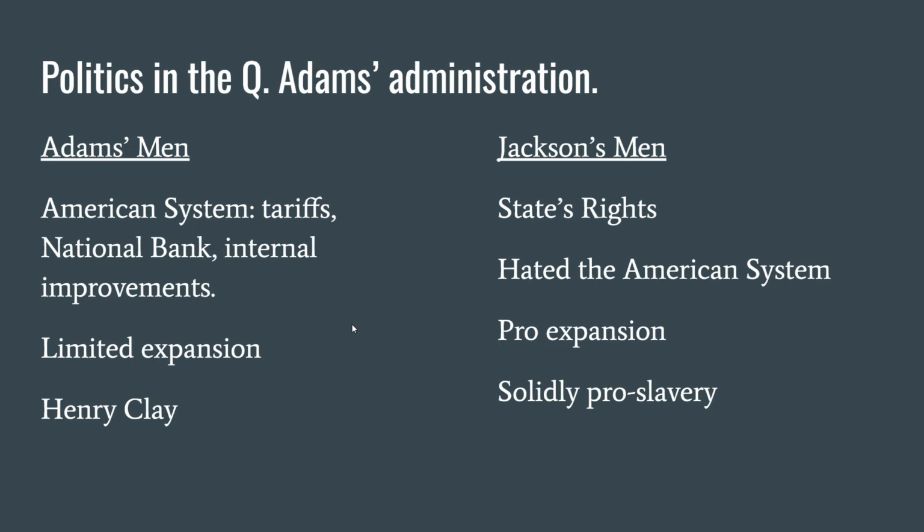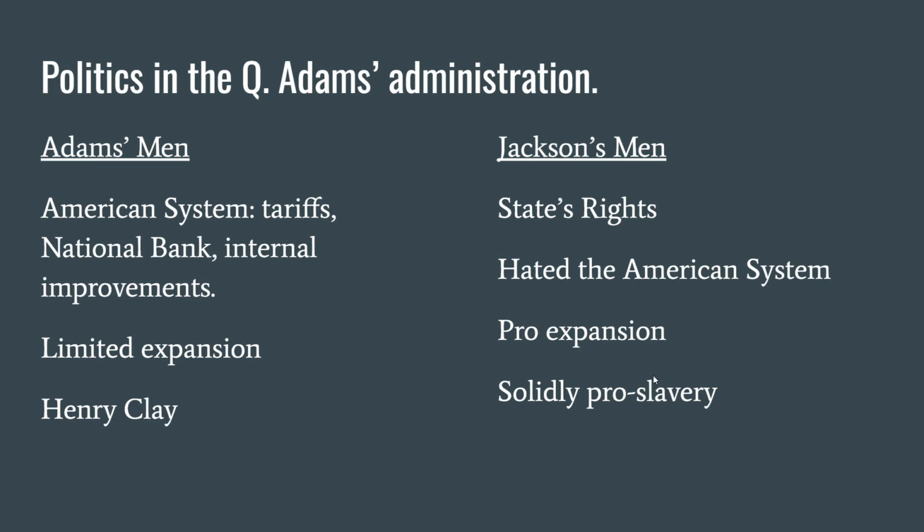Now, Andrew Jackson is much more old school Madison Jefferson Democrat. He wants states' rights. He wants all of the power to be reserved to the states. He hates the American system because he thinks it's too much government involvement. It's government overreach. However, he's very pro-expansion. He thinks that that's what's going to be good for the most number of people in the United States.